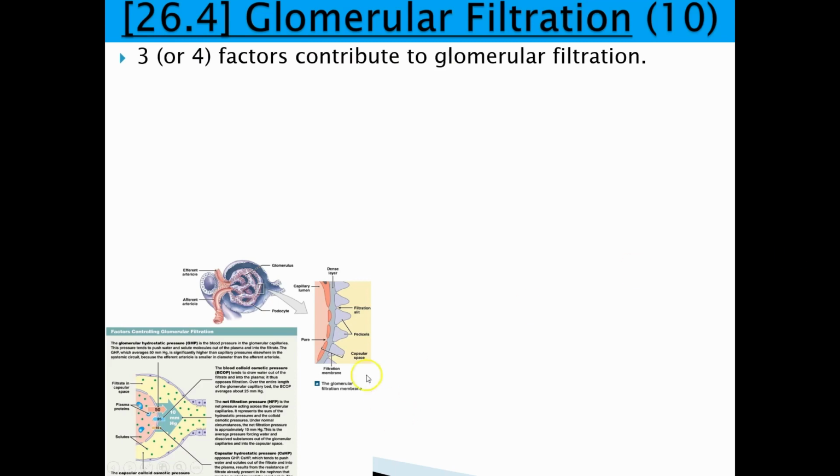Perspective always matters. But notice here they're showing you the filtration slit. Notice it's a dense layer or the basement membrane. You can use both terms, but here's the endothelium of the glomerulus. Here's the fused basement membrane. Here are your podocyte cells forming the filtration slits.